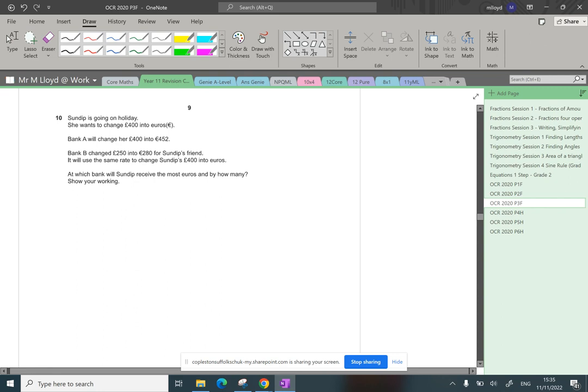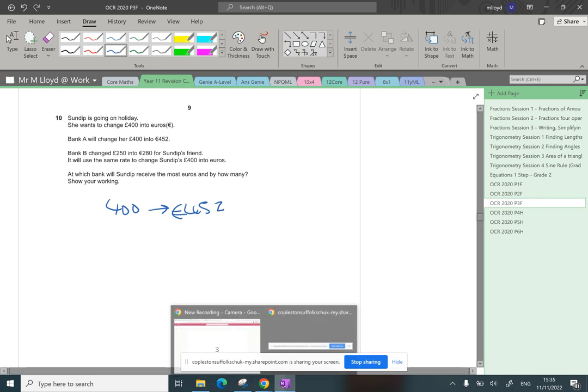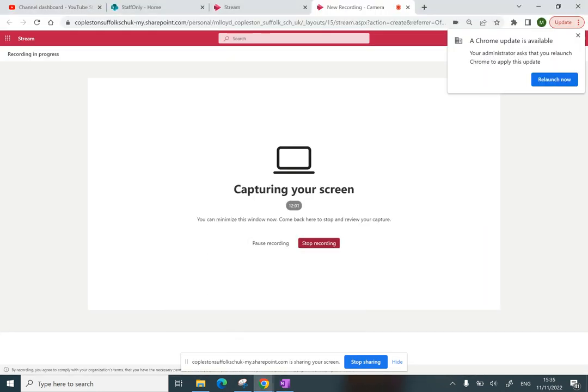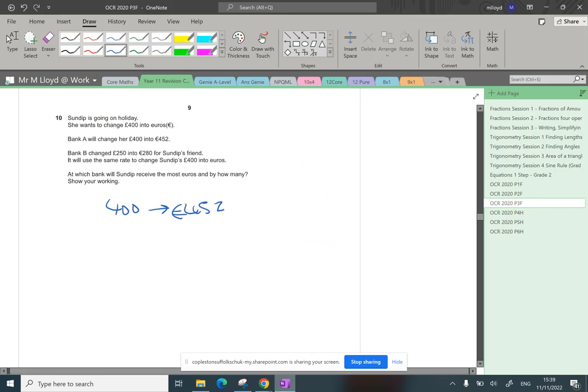Sundip is going on holiday. She wants to change £400 into euros. Bank A will change her £400 into 452 euros. Bank B changed 250 into 280 for Sundip's friend. So it will use the same rate.